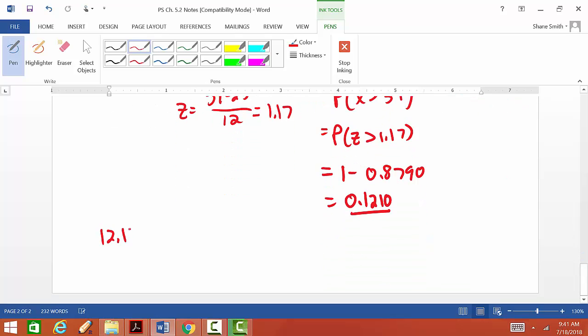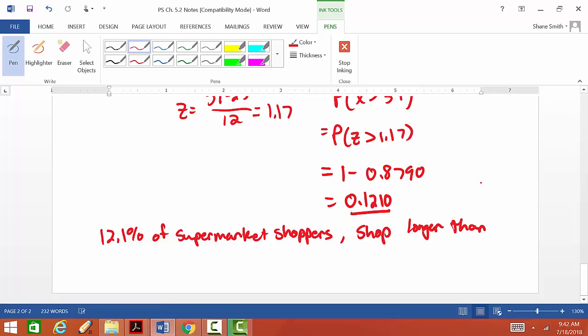So 12.1% of supermarket shoppers shop longer than, how many minutes was it again? 39.